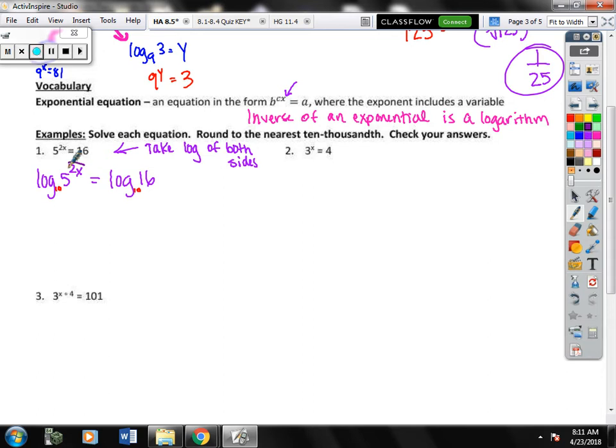So we can use the power property, which says the exponent will come out front and become a coefficient. So now I have 2x times log 5 equals log 16. And remember, log 16 and log 5 are just numbers with a bunch of decimals. So now we're going to solve using inverse operations. We see multiplication here, 2 times x times log 5. So the inverse would be to divide by 2 and by log 5. So you can do them separately or you can do them together. So I'm going to divide by both of them, and when I do that I am going to group them with parentheses since I have two numbers.